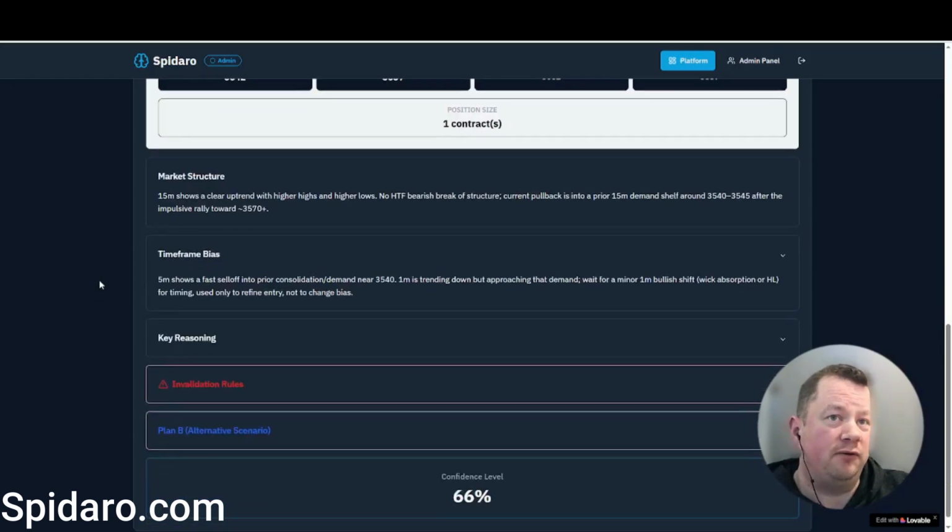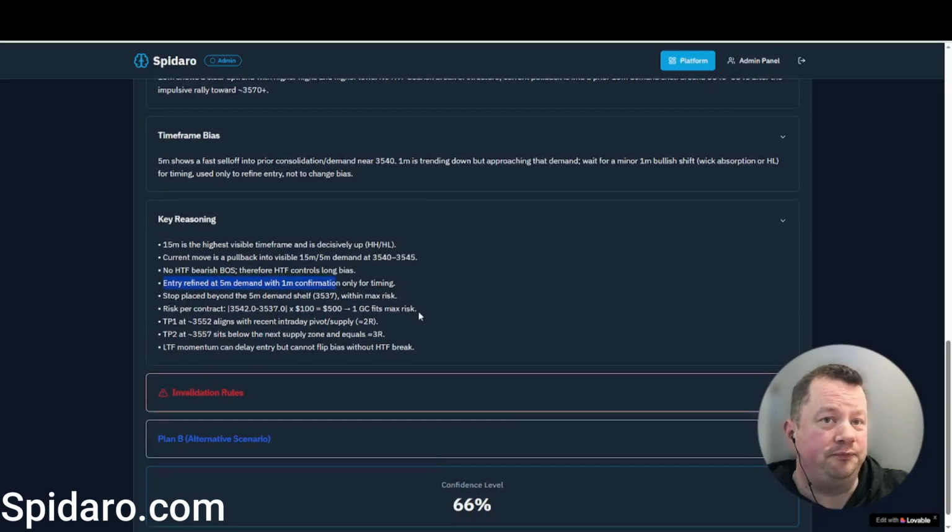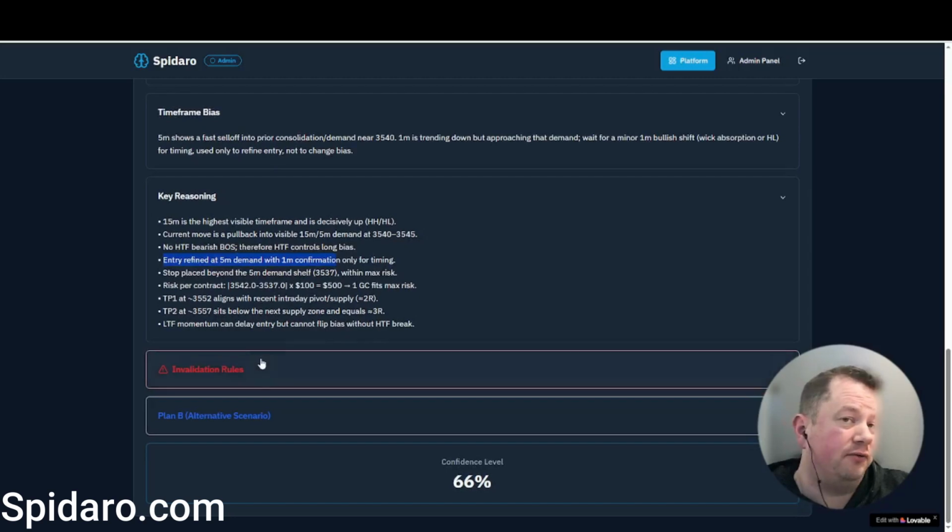It's saying the lower time frame bias shows a fast sell-off into a consolidation area. The 1 minute is trending down, but approaching a demand. So there's a wick absorption or high low for timing, only to refine entry, not to change the bias. So this is the key reasoning. There's no higher time frame breaker structure. There is an entry refined at the 5-minute demand with the 1 minute confirming it. The lower time frame momentum can delay entry but not flip the bias.